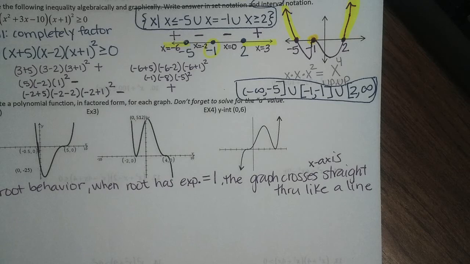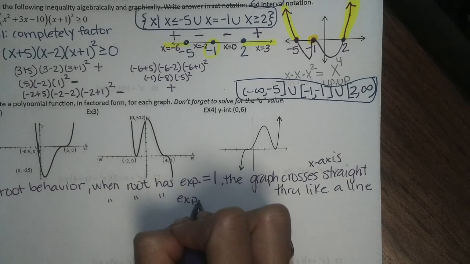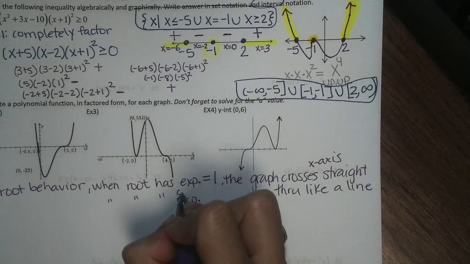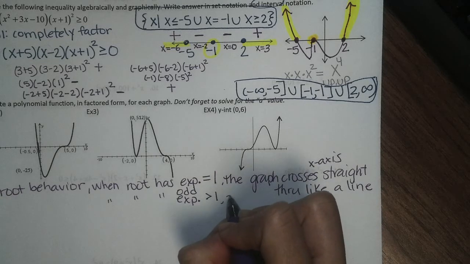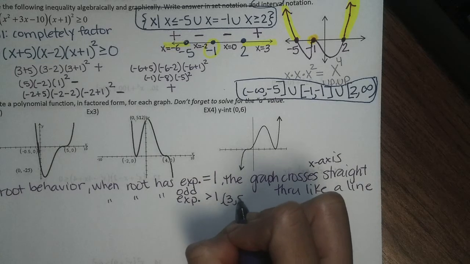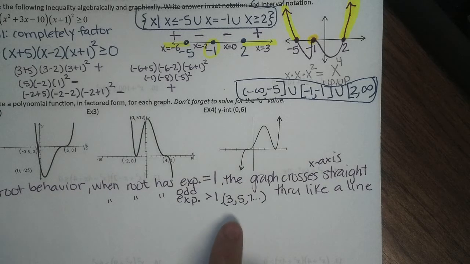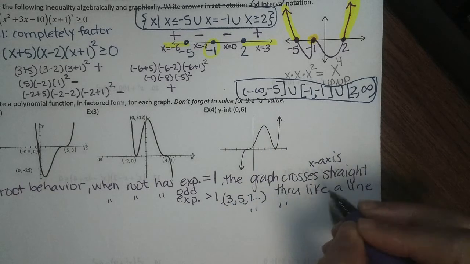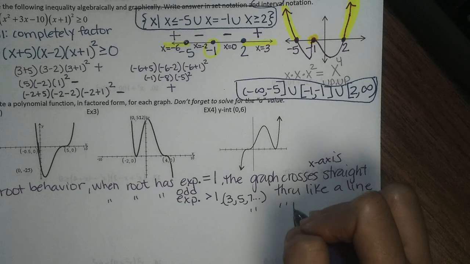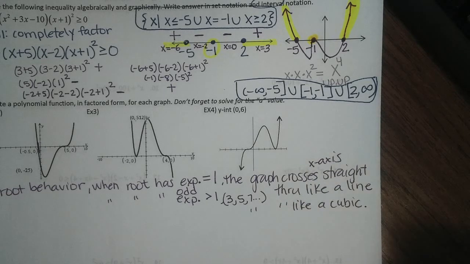But I also showed you last time when the root has an odd exponent greater than 1, so like 3 or 5 or 7. It needs to be odd, but more than 1, so 3, 5, 7. The graph crosses like a cubic. So let me show you what that means because it matters.